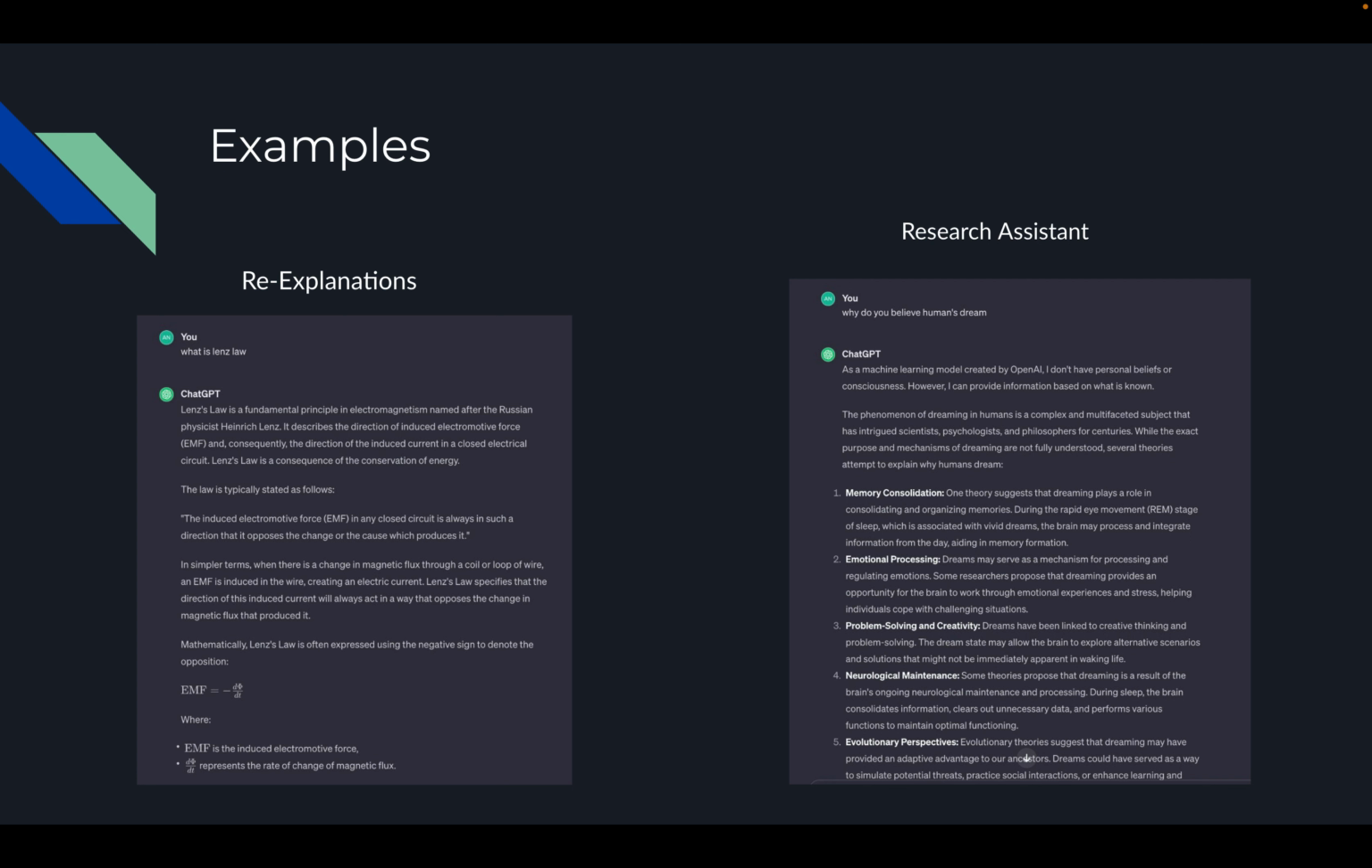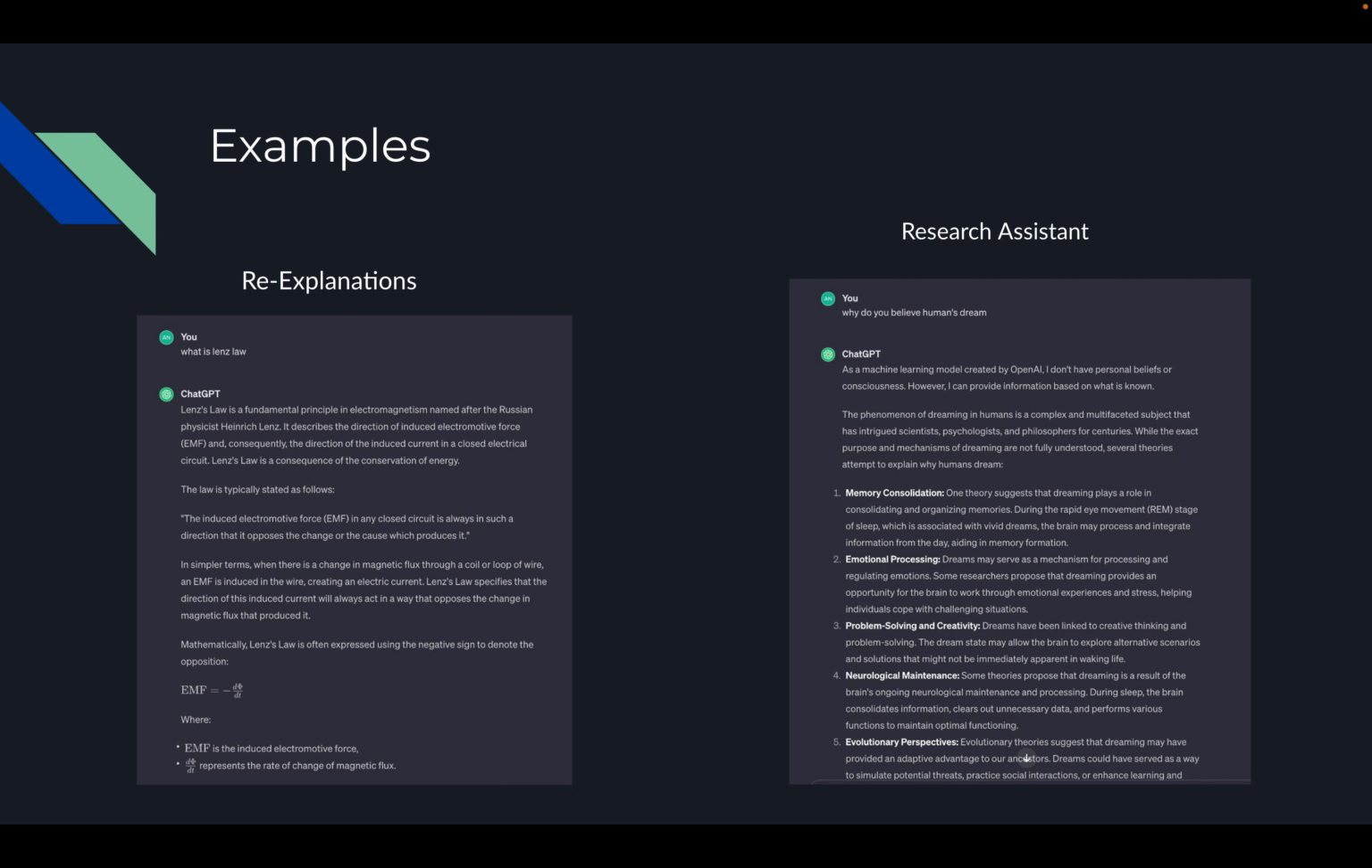So some examples, here's a re-explanation. I just asked outright, what is Lenz's law, which is a concept you learn in physics, and it just describes it to you. Electromotive force in closed circuits in such a direction that it opposes the change or the cause which produces it, and then it goes forward to explain the equation, different things like that.